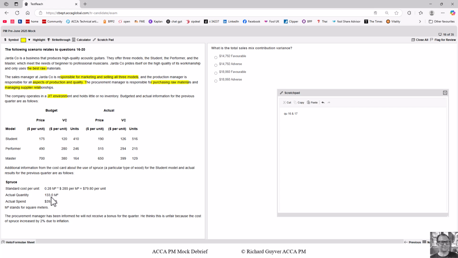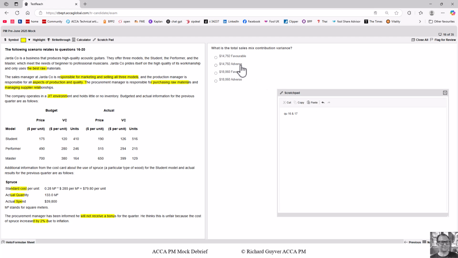We've got the cost per unit, the actual quantity and the actual spend. The procurement manager has been informed he will not receive a bonus for the quarter. He thinks it's unfair because the cost of spruce increased by 2% due to inflation. So let's do our sales mix and sales contribution variance.